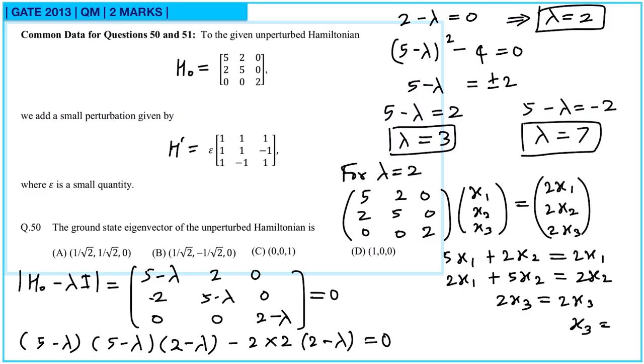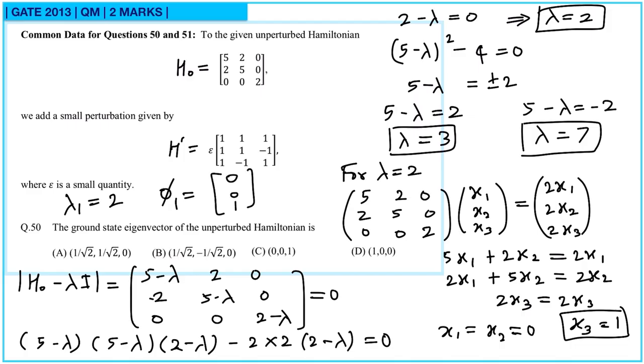So from here x3 is equal to 1, that's for sure. And from the first equation I can write 5x1 minus 2x1, so that means 3x1 is equal to minus 2x2. And if we try to solve these two equations, this can't be solved. That means x1 and x2 both should be 0. So our eigenvector becomes 0 0 1. This is for lambda 1 is equal to 2. This comes out to be 0 0 1, and it is already normalized. So here option C is correct, 0 0 1.